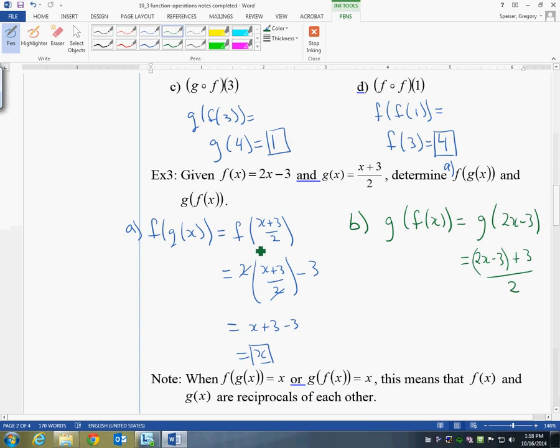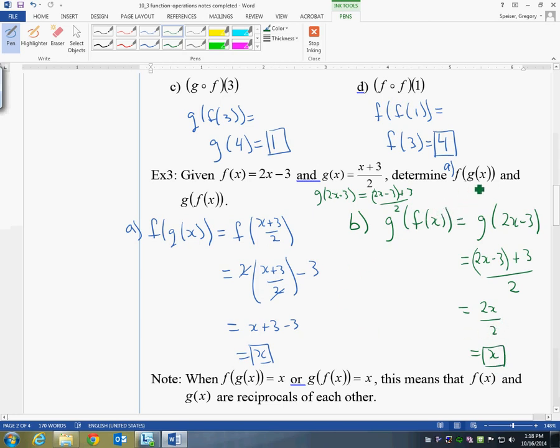Just as a reminder, looking over here, g of 2x minus 3 is equal to, whenever I see that x, that's where it comes from, 2x minus 3 plus 3 all over 2. So you can see how that pattern happens, right? Looking at the numerator first, 2x minus 3 plus 3 is equal to 2x, and we still have that divided by 2, so we get equal to x.